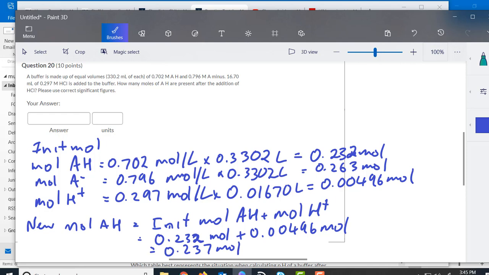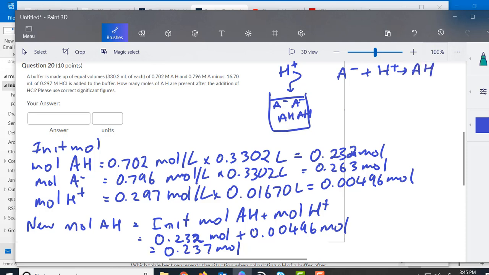Alright, let me justify that, and we'll draw a diagram up here. So initially, if you have A- and AH, kind of like what we have, equal amounts of A- and AH in the solution, and you add H+ to it, what's going to happen is that the A- will react with the H+ and turn into AH. The A- goes down, but the AH goes up. So that'll become A- and AH. So you can see the AH goes up, and that's why we're adding down here.